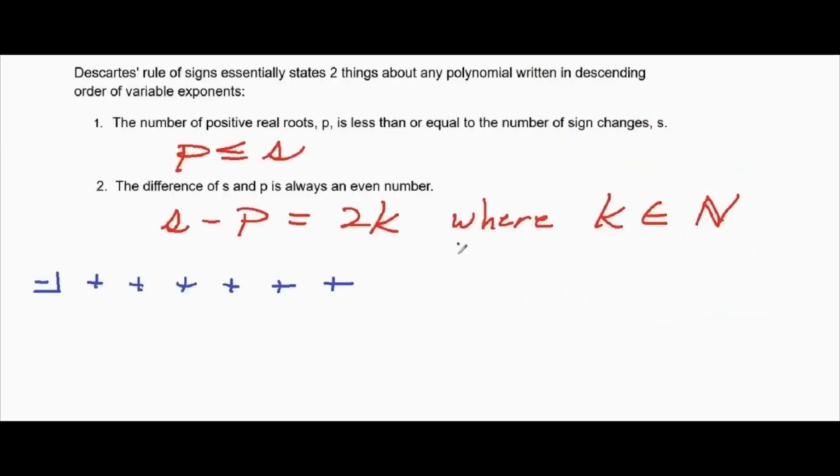Descartes' rule of signs essentially states two things about any polynomial written in descending order. That's important: descending order of variable exponents. First of all, the number of positive real roots cannot be more than the sign changes. So the positive real roots are either the same as the number of sign changes or less. And if it is less, it's going to be less by an even number. That's basically what this says.